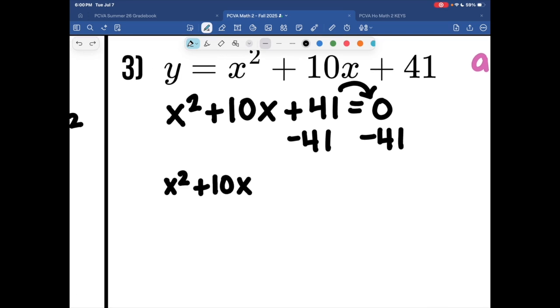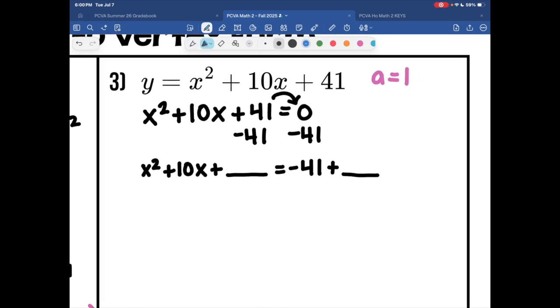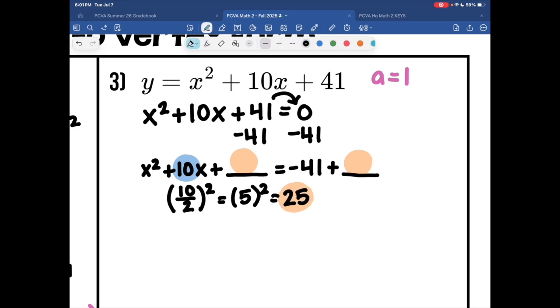So we're going to do x squared plus 10x, and we're going to put our placeholder. Now that we subtracted that, that's going to be negative 41. And we're going to apply our b divided by 2 and then squaring it. So my b divided by 2 is 10 divided by 2 and then squared. 10 divided by 2 is 5, and 5 squared is going to be 25. So that 25 is what's going to go into our placeholders that we're applying to both sides.